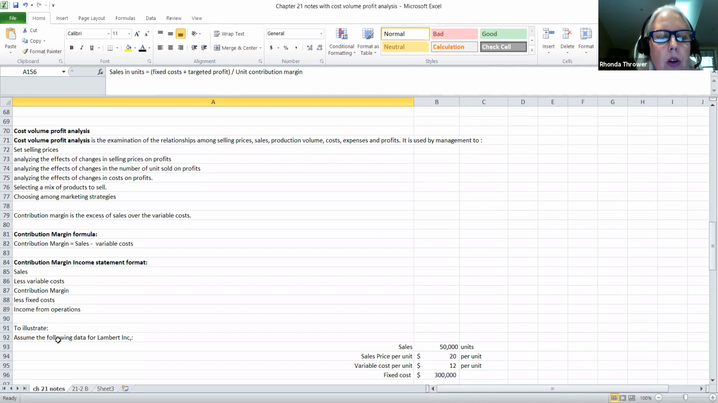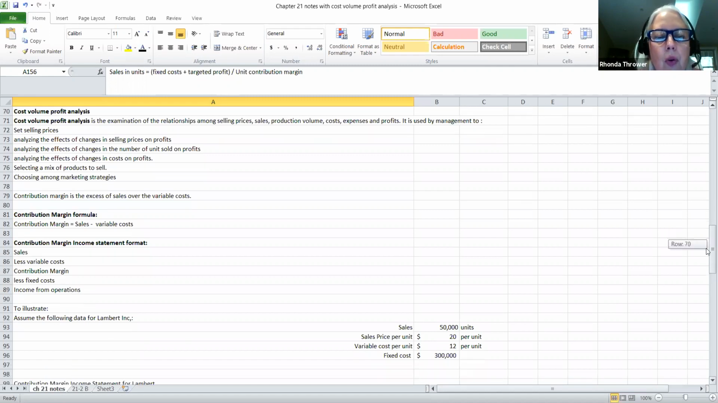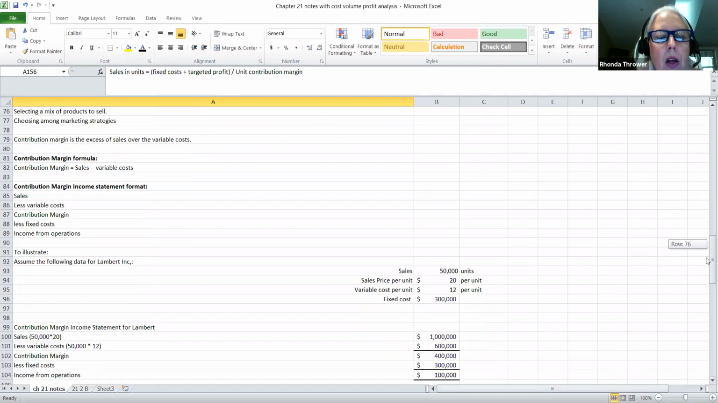Now I want to go over an illustration from your chapter to help you with some of these formulas. We're going to illustrate by being the Lambert Company. I've got a list here of sales in units. Selling price per unit is $20 per unit. Variable cost per unit is $12 per unit, and fixed costs are $300,000.